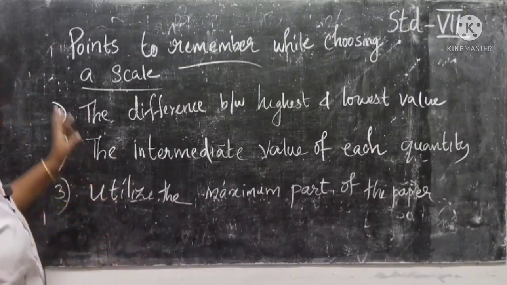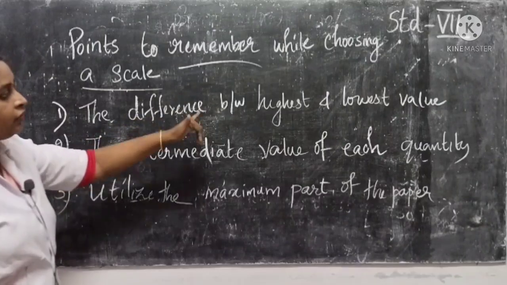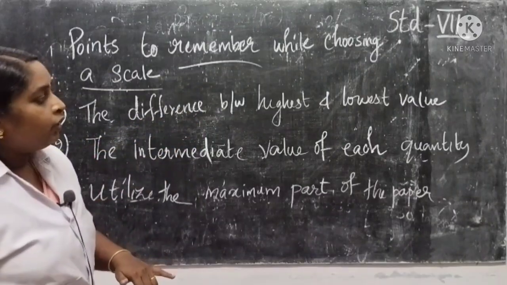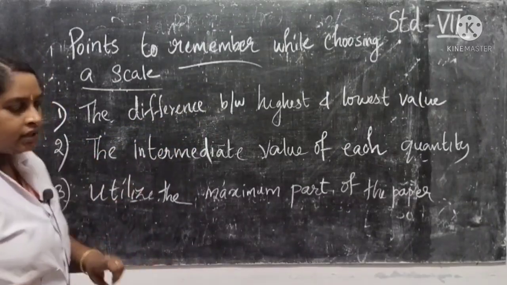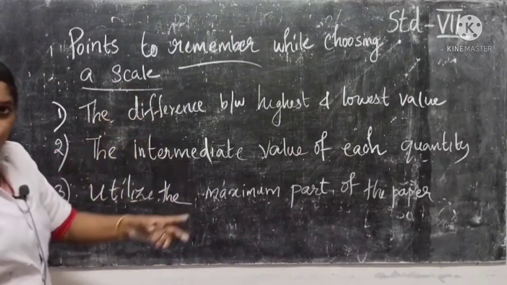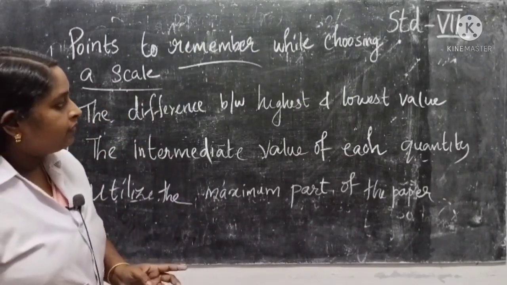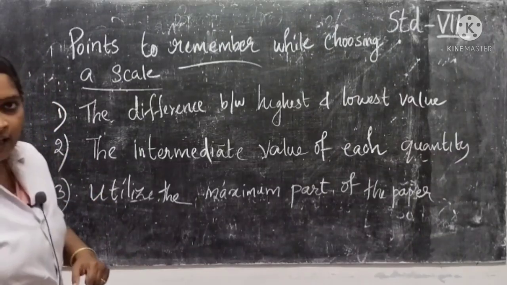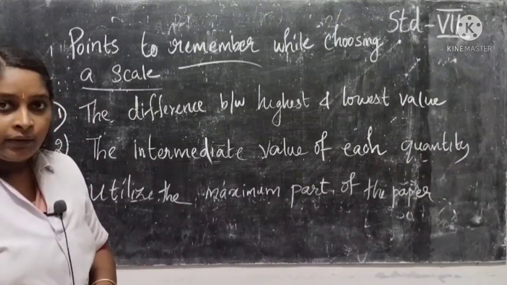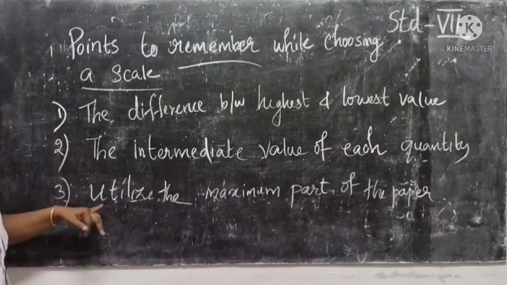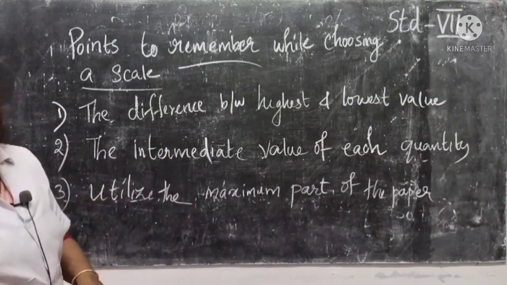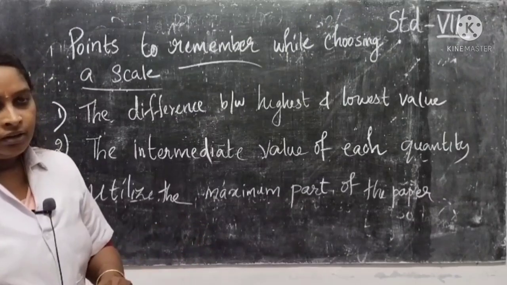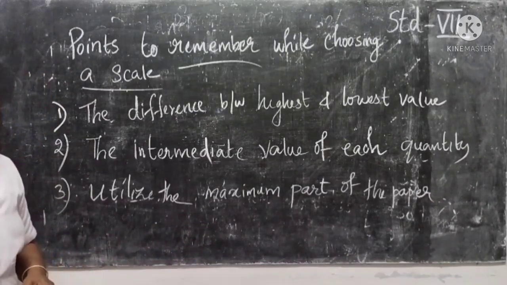The next portion is the points to remember while choosing a scale. There are three points. The first one is the difference between the highest and the lowest value of each quantity. Second, the intermediate value of each quantity. And the last one, utilize the maximum part of the paper.